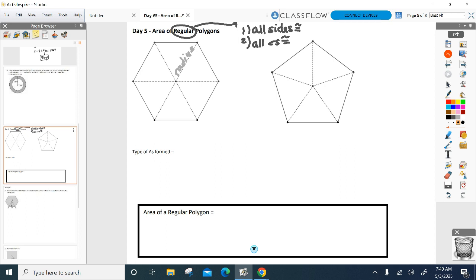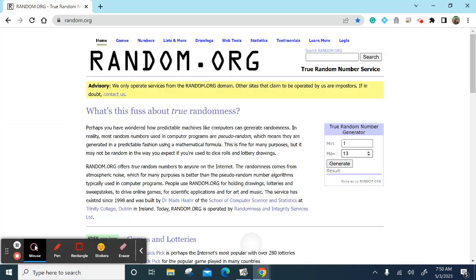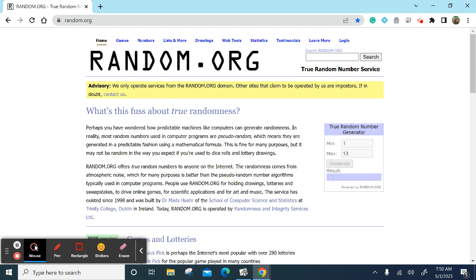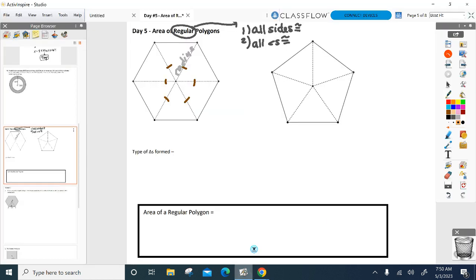And what did you know about all radii in the same circle from last unit? They're all congruent, and they're all congruent in a polygon too. Meaning, what type of triangles are formed when I draw in all the radii? What do I call those triangles? Isosceles. Yep, so isosceles triangles are formed.